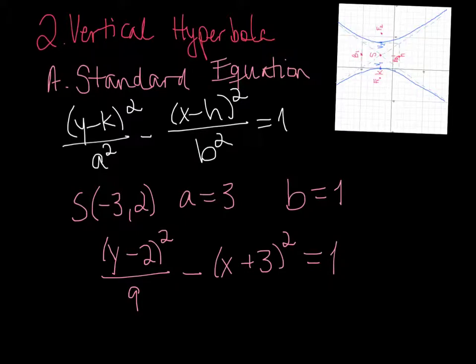And all the rules that apply to the horizontal hyperbola apply to the vertical hyperbola too. The only difference is that the vertices are now up and down from the center, also the foci are up and down from the center, and the co-vertices are left and right from the center.